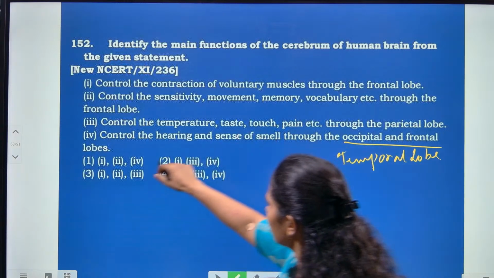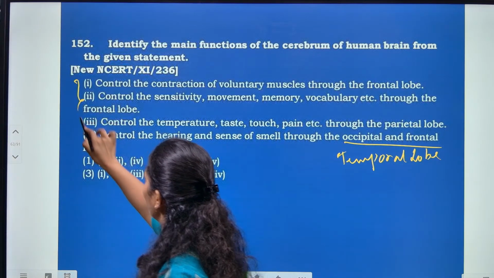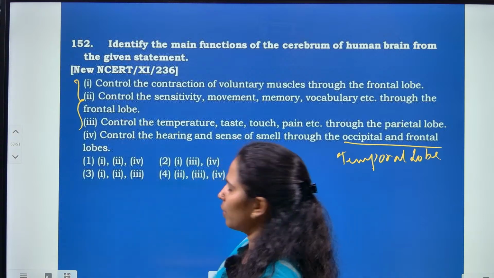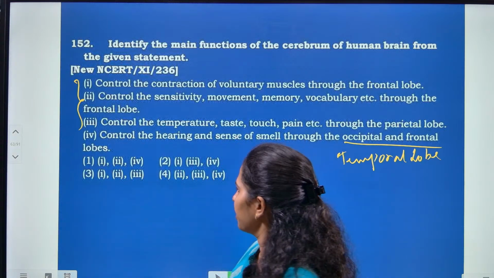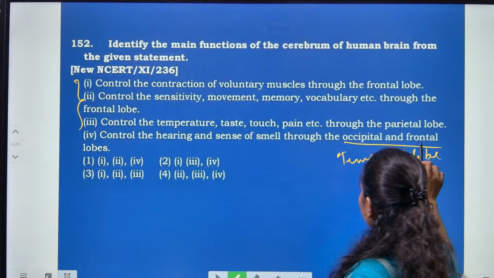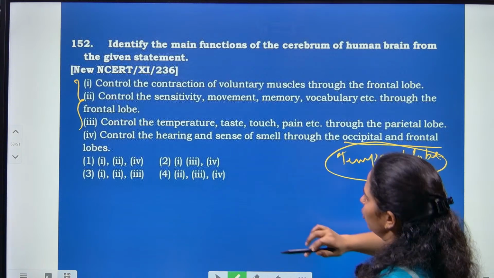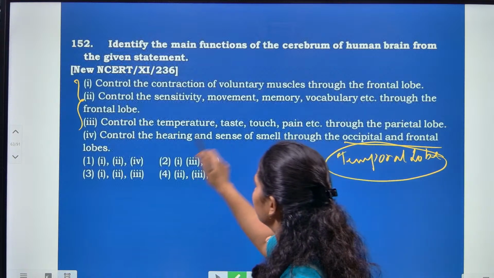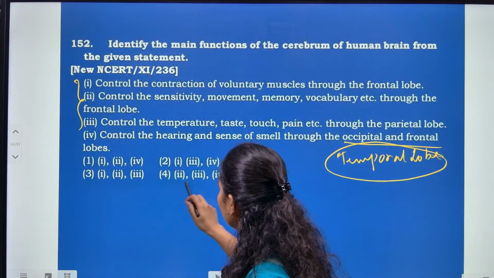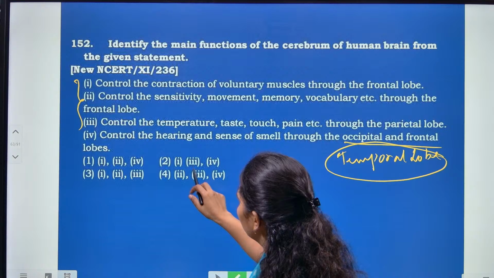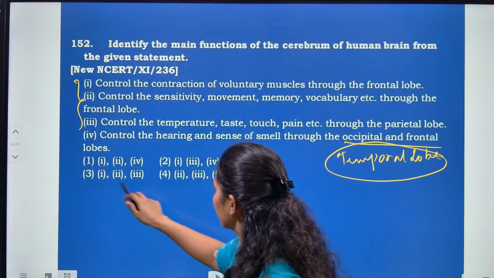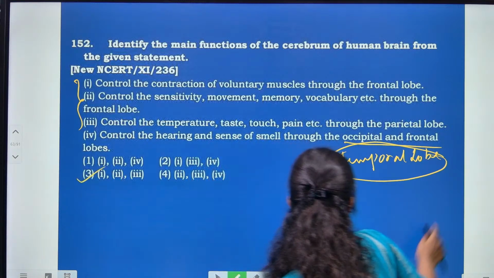The main functions are, so it is going to match with 1, 2 and 3, but the fourth one is an incorrect option here. Instead of occipital and frontal lobes, it should be the temporal lobe here. The temporal lobe of the cerebrum will help in hearing and sense of smell here. So options 1, 2 and 3 here. So I think option 3 is going to be the right option, right.